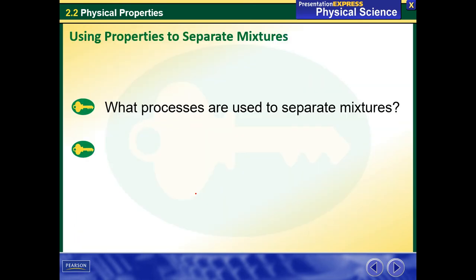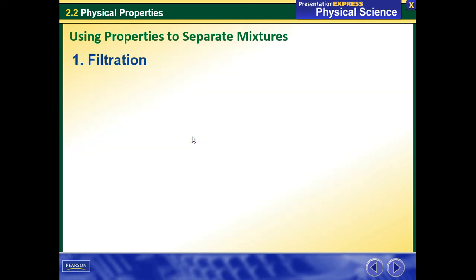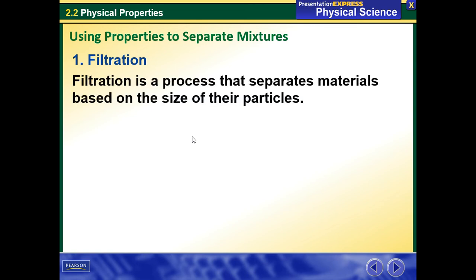And to round out this lesson, we're going to talk about the third reason why we study physical properties, and that is to separate mixtures. There are two major common ways to separate mixtures. The first one is filtration, and the second one is distillation. So filtration is a process that separates things based on the size of their particles.